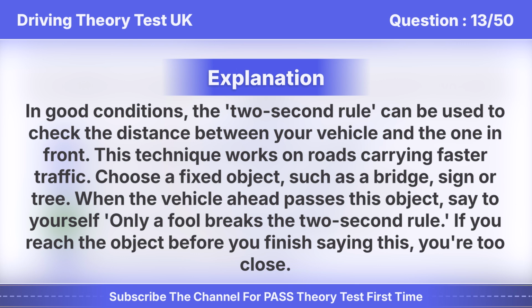Choose a fixed object, such as a bridge, sign, or tree. When the vehicle ahead passes this object, say to yourself, "Only a fool breaks the 2-second rule." If you reach the object before you finish saying this, you're too close.